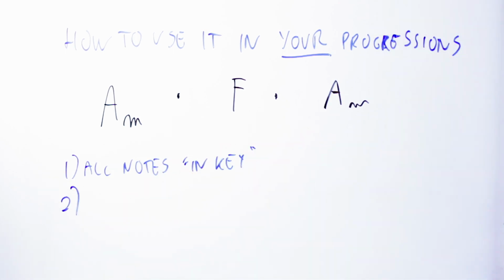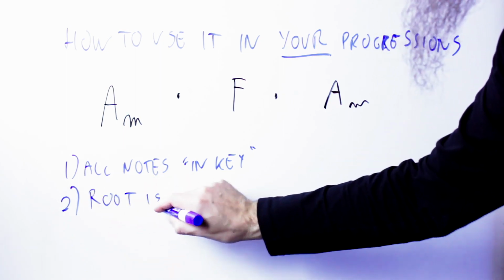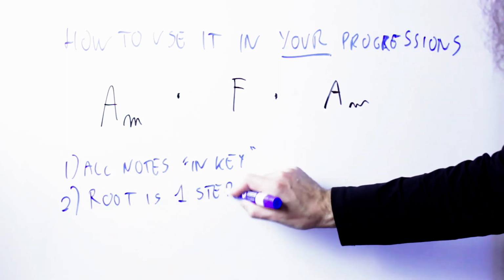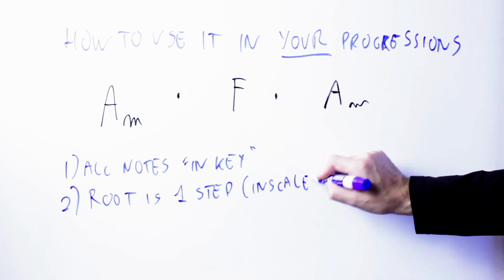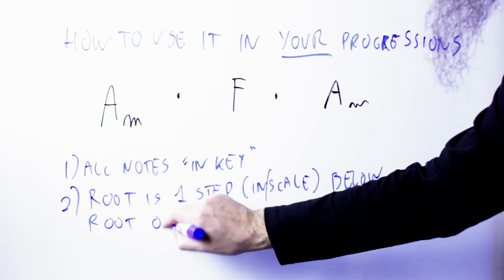Condition 1 is that all the notes of this 5-6 chord must be in key. So the interval between the 5 and 6, etc., must respect the notes of the key. You're going to see in a moment how I'm doing it. Second condition is that the root of the 5-6 chord is 1 step below the root of the following chord and 1 step in the scale.